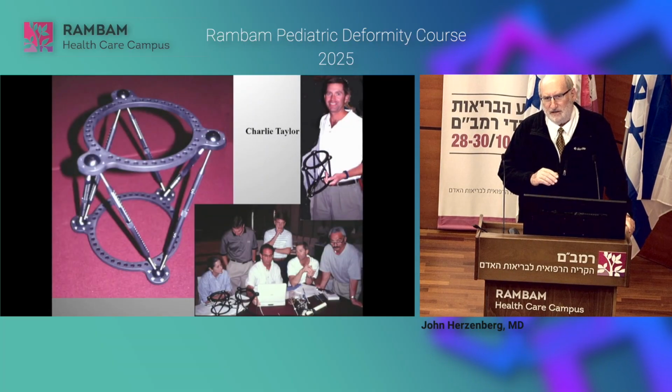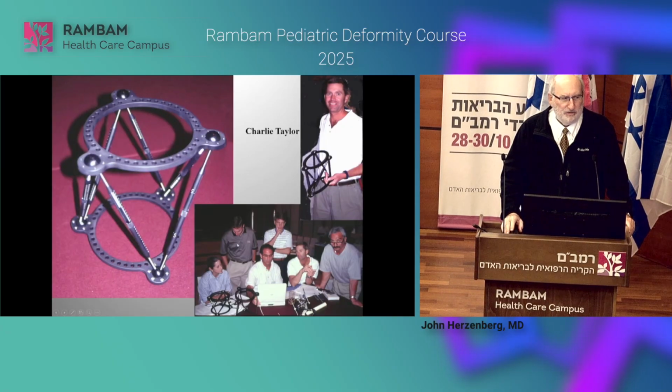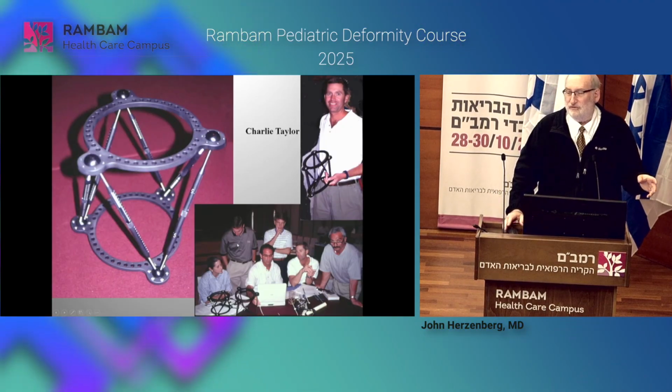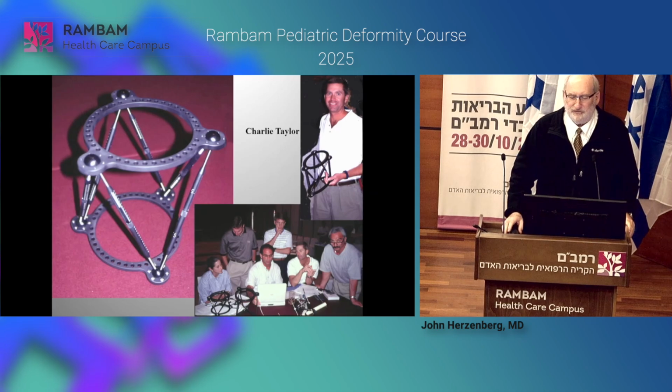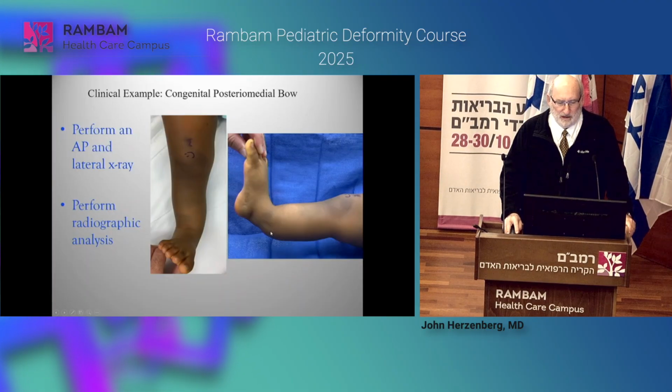Charlie Taylor came along about 25 years ago and he changed the whole game. He came up with the hexapod frame where you no longer have to do these calculations. You do have to put in the numbers. You have to tell it how much varus and how much procurvatum, but the computer will then do all the calculations and all the programs for you.